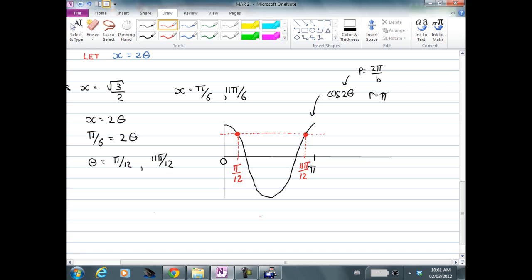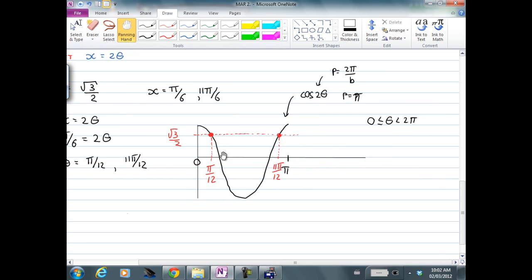Question: is that dotted line still root 3 over 2? It is. So this dotted line is root 3 over 2. Guys, normally you would high-five your friend and you're done. But there's one more issue with this. My restriction is from 0 to 2 pi. Would you agree that I can add in one more cycle to this? So draw in one more cycle to this right now.